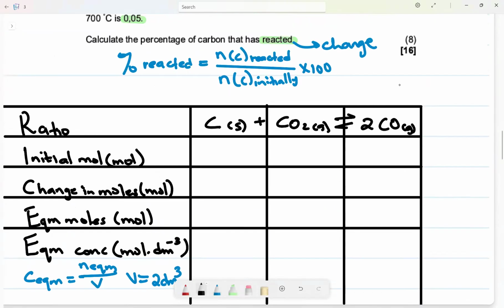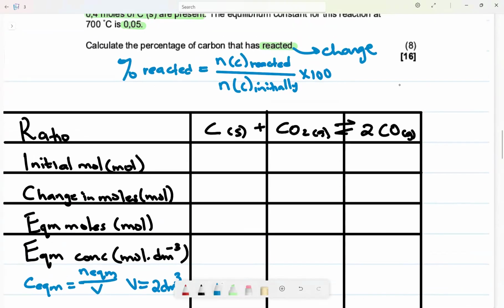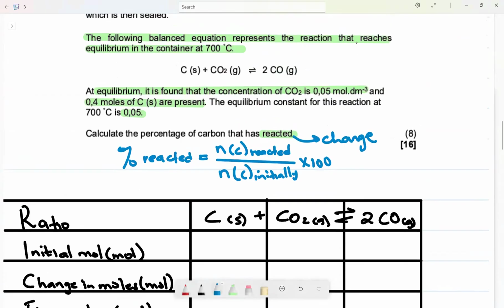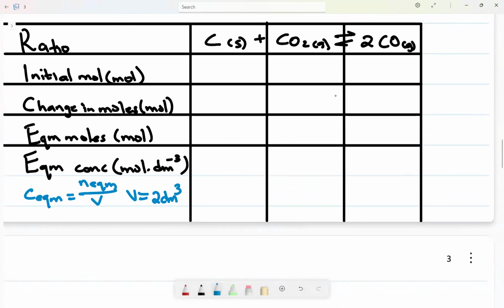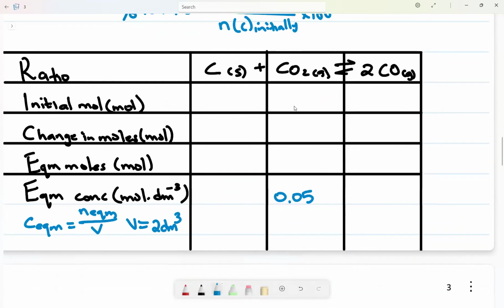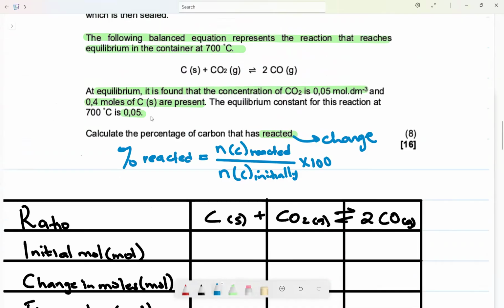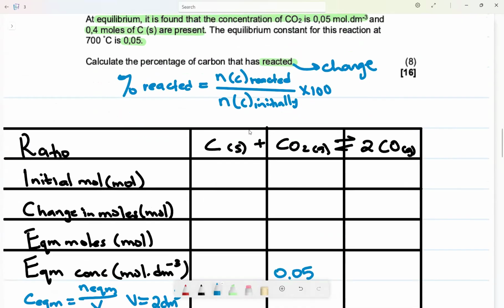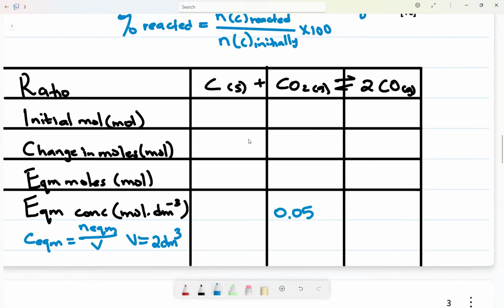Now let's fill up the information that we are given. We were given that at equilibrium, the concentration of CO2 is 0.05. Another thing we were told is that 0.4 moles of carbon are present at equilibrium.